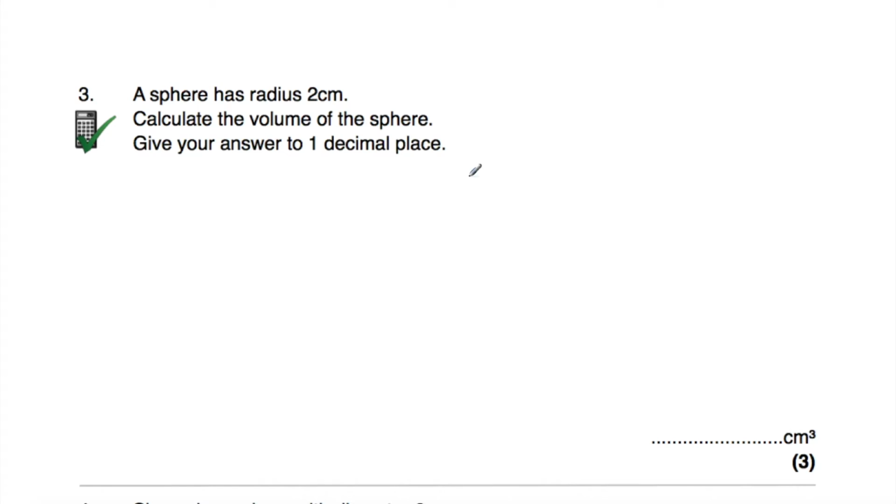This time we haven't been given a diagram, but we've been given this passage, and it says a sphere has a radius of 2 centimeters. So the radius is 2, and we've been asked to calculate the volume of the sphere and to give our answer to one decimal place. This question is just like the other questions that we've done, apart from it hasn't got a diagram. So the volume is equal to 4/3 pi r cubed. There's going to be 4/3 multiplied by pi multiplied by the radius of the sphere, which is 2 cubed. And again, it's a calculator question, so that's quite nice. We can just type this into our calculator.